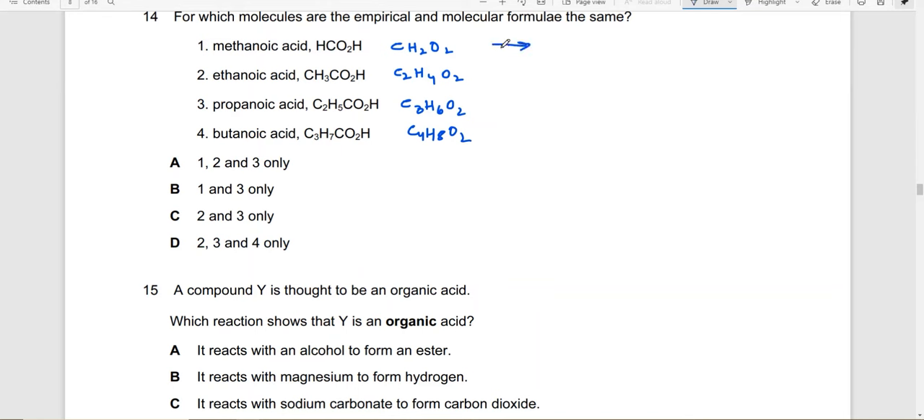What would be the empirical formulas? Empirical formulas are the expressions that are used to represent a compound in the simplest whole number ratio. Now, CH2O2 cannot be further reduced. It will remain the same. We'll have to find out molecules whose empirical and molecular formula are the same. You can reduce this to CH2O. You can reduce this to CH2O. You can reduce this to CH2O. So 2, 3 and 4 have different molecular and empirical formulas, and only the first is the same.